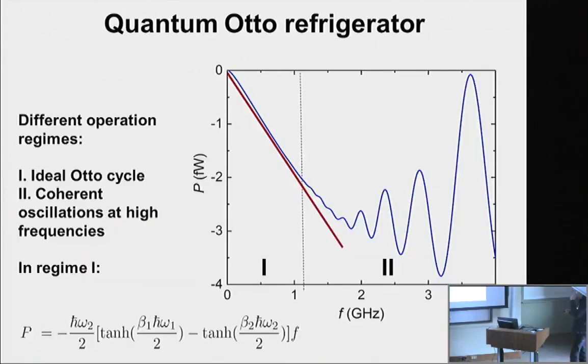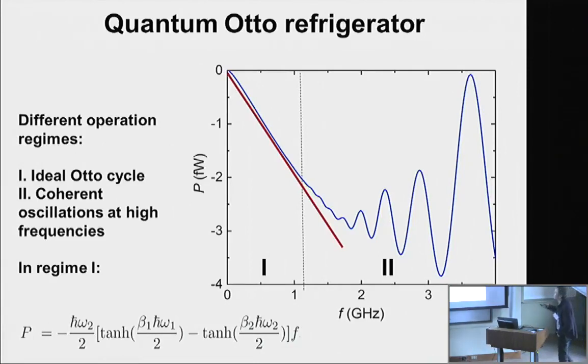What you see anyways is that when you do this as a function of frequency, the power that you deposit to the cold bath, since it's negative, it means it's cooling, is initially essentially linear in frequency, because you have this well understood expression where you assume that there are fully adiabatic and fully thermalized phases in your cycle, and then it should increase linearly.